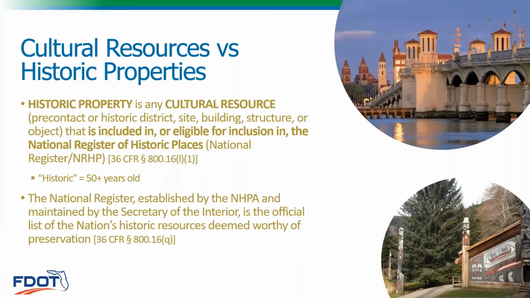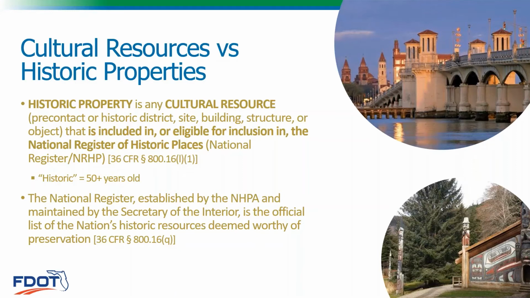So once we have a properly defined APE, we can identify historic properties. This is done by first identifying cultural resources and then evaluating them for listing on the National Register of Historic Places, or NRHP. Cultural resources is an umbrella term, and it can cover anything from sites to buildings, structures, or objects, or even landscapes that are historic. And historic simply means that they are 50 years old or older.